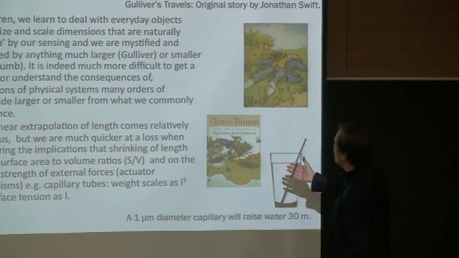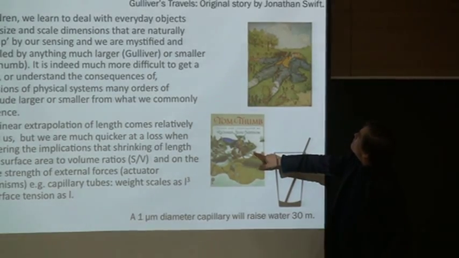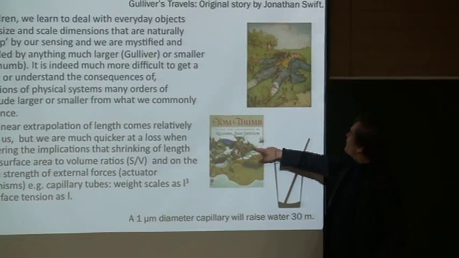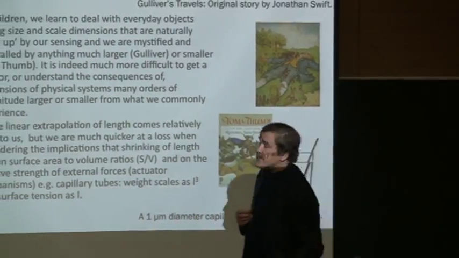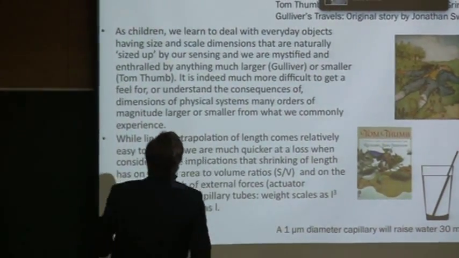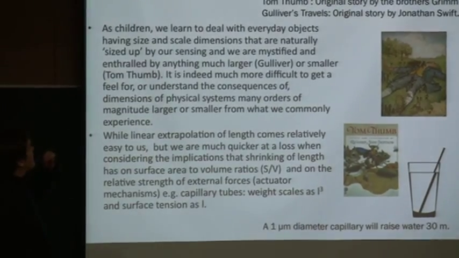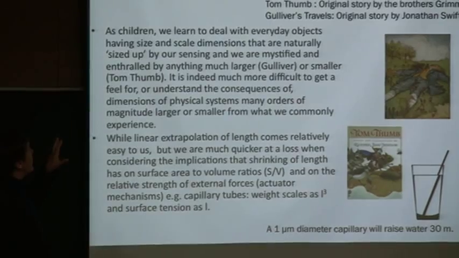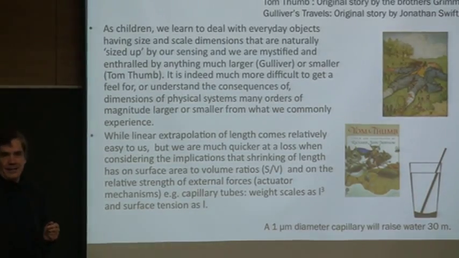That's probably why, if you look at the literature, from famous books, Tom Thumb, by the Brothers Grimm, what happens when you're very small, and then what happens when you're very tall. So as children already, we learn to deal with everyday objects, having size and scale dimensions that are naturally sized up by our sensing. And we are mystified and really enthralled by much larger or much smaller things.